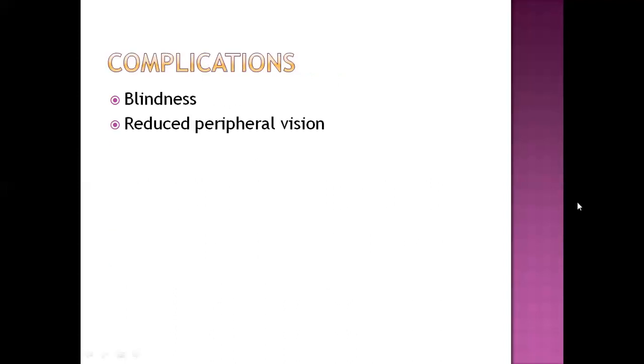Complications of glaucoma can be, first of all, blindness. As we discussed at the initial point of this topic, glaucoma can be the cause of irreversible blindness. So the main complication is blindness and then reduced peripheral vision. If not blindness, glaucoma can lead a person to reduced peripheral vision.